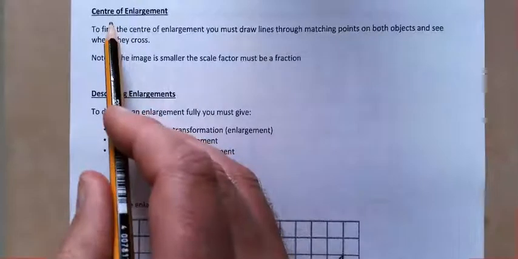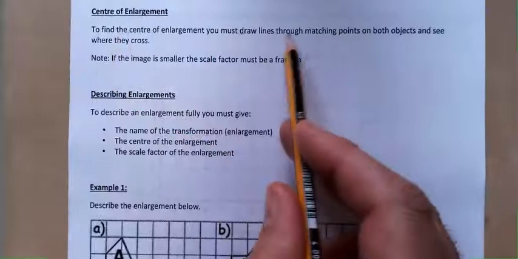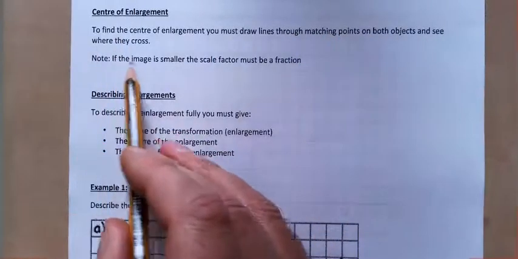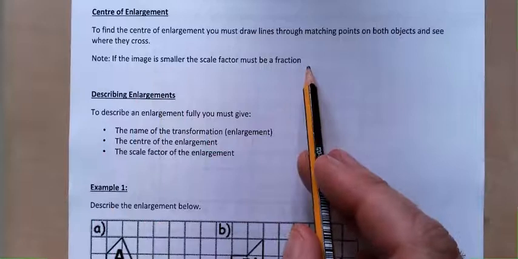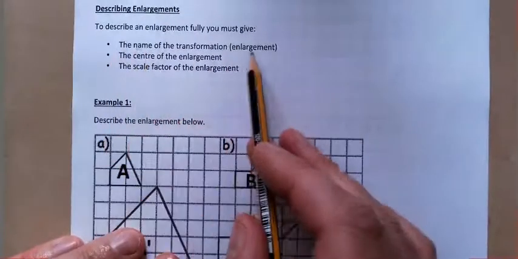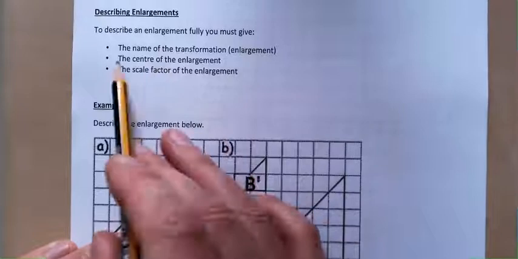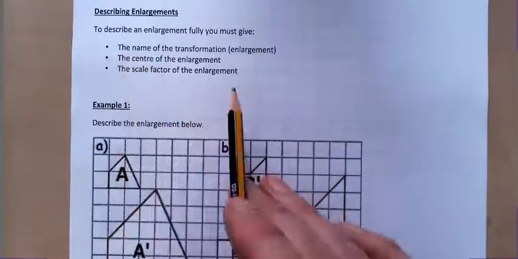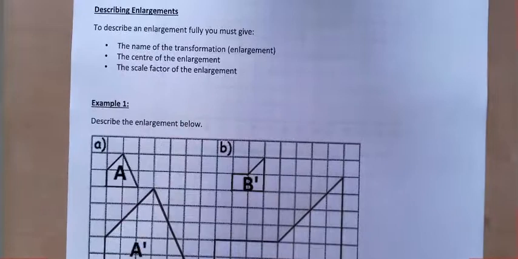There's a centre of enlargement as well. To find the centre of enlargement, you must draw lines through matching points on both objects to see where they cross. Note if the image is smaller, the scale factor must be a fraction. So if you're describing an enlargement, you want the name of the transformation, the fact that it's an enlargement, the centre of the enlargement, that would be a coordinate. Now it won't be in this example here, but you will see it over the page, and then the scale factor of the enlargement.